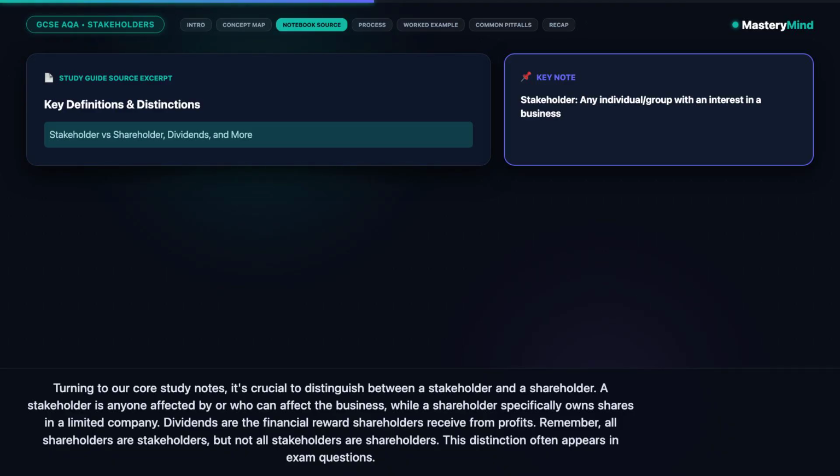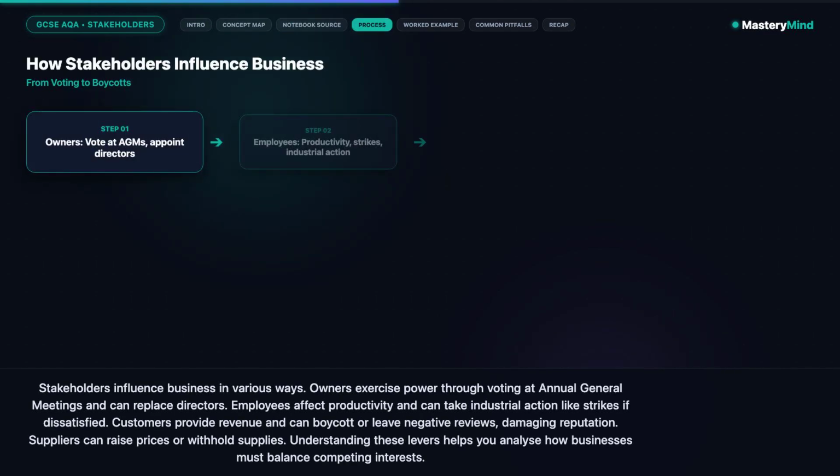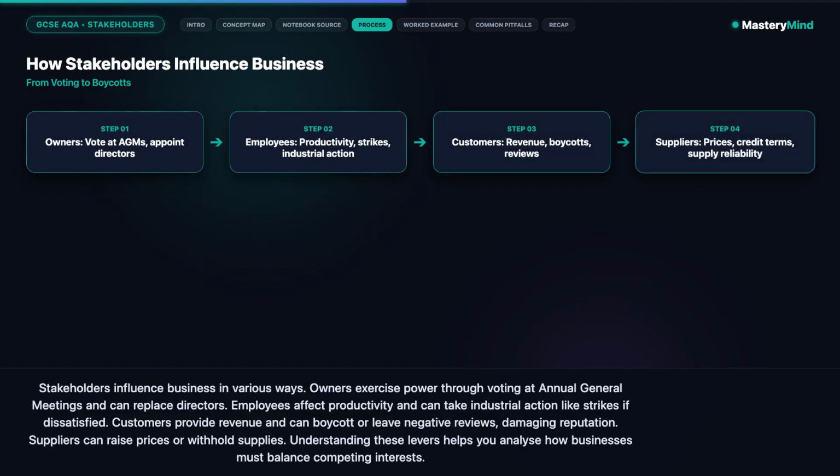Stakeholders influence business in various ways. Owners exercise power through voting at annual general meetings and can replace directors. Employees affect productivity and can take industrial action like strikes if dissatisfied. Customers provide revenue and can boycott or leave negative reviews, damaging reputation. Suppliers can raise prices or withhold supplies. Understanding these levers helps you analyze how businesses must balance competing interests.